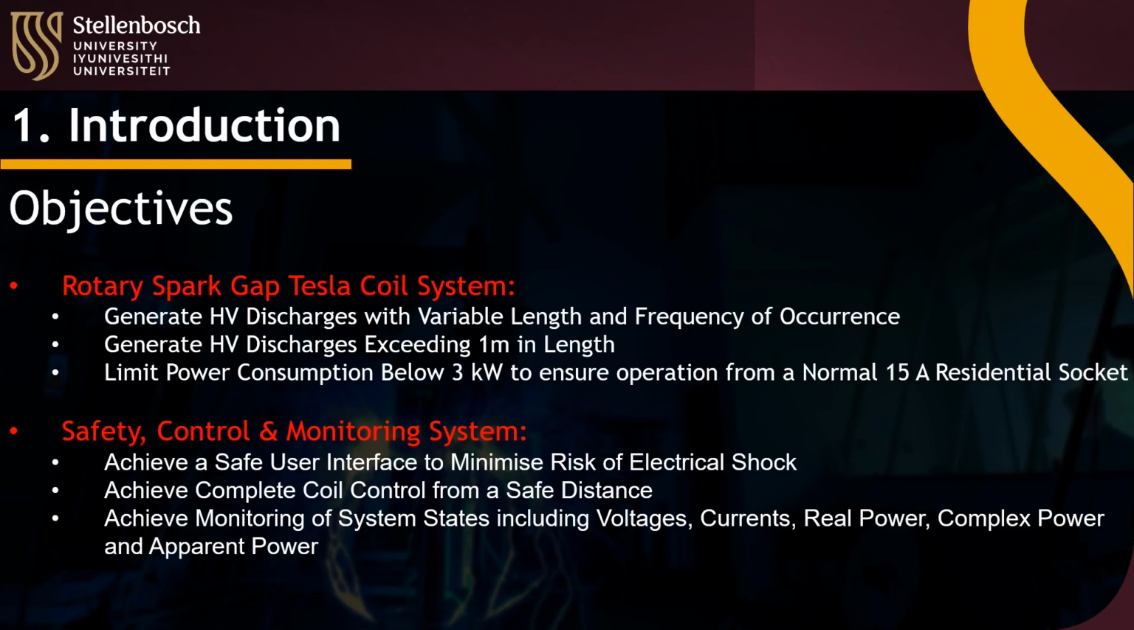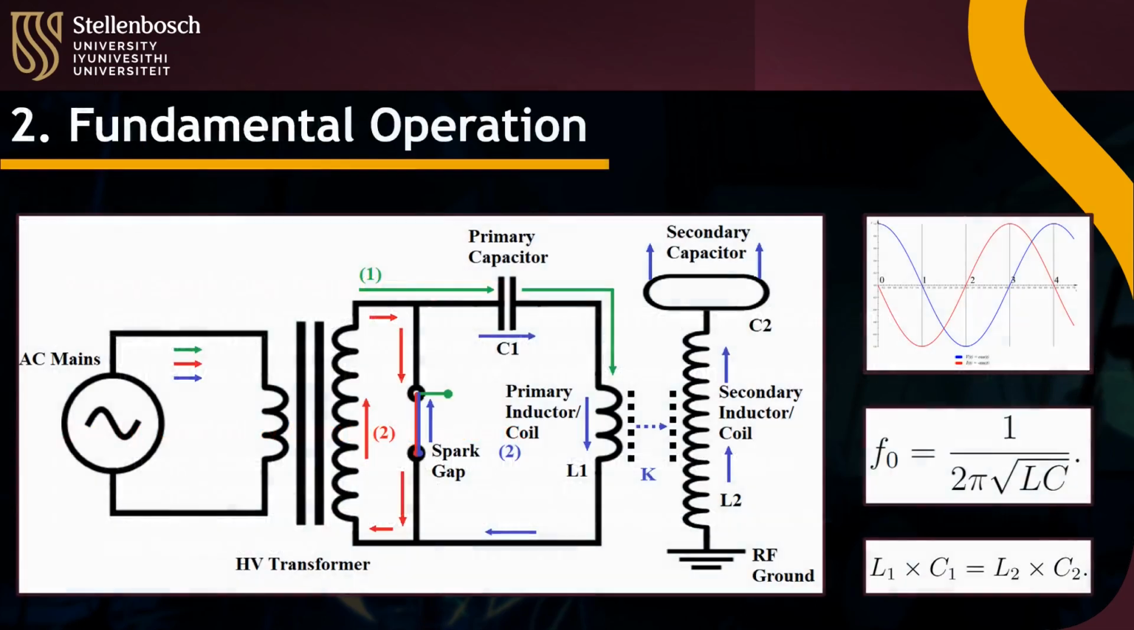Safety control and monitoring system objectives include those for safe user operation, user control, and user system state monitoring. The Tesla coil operates on a two-phase cycle.